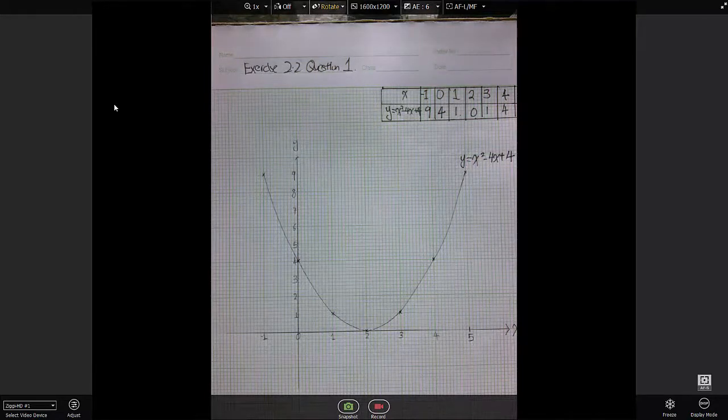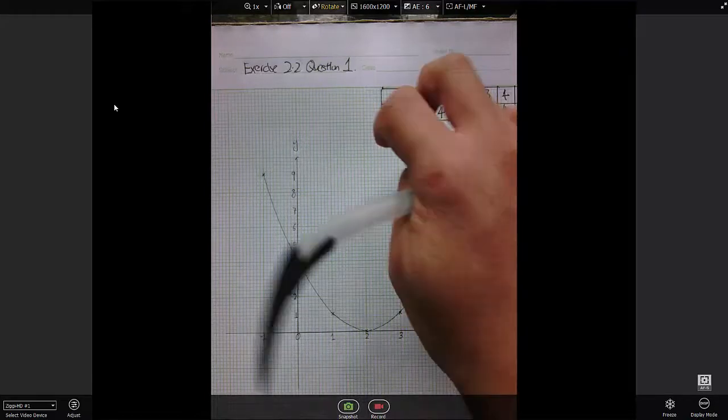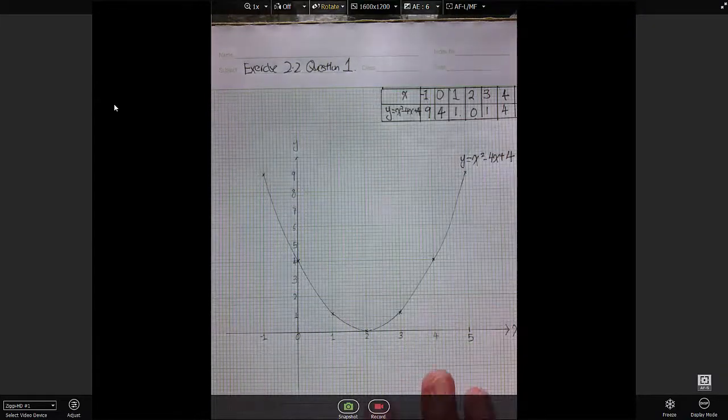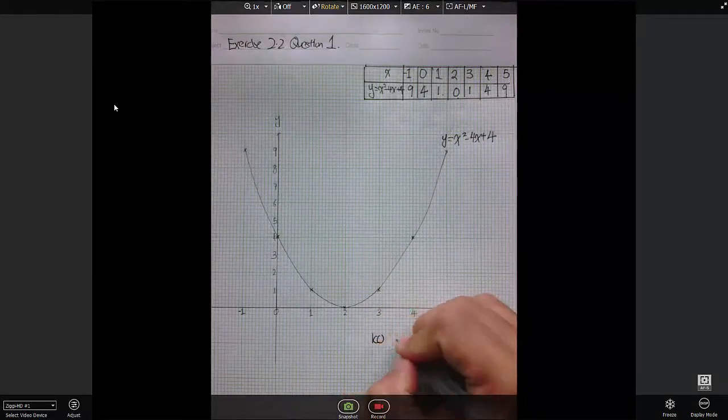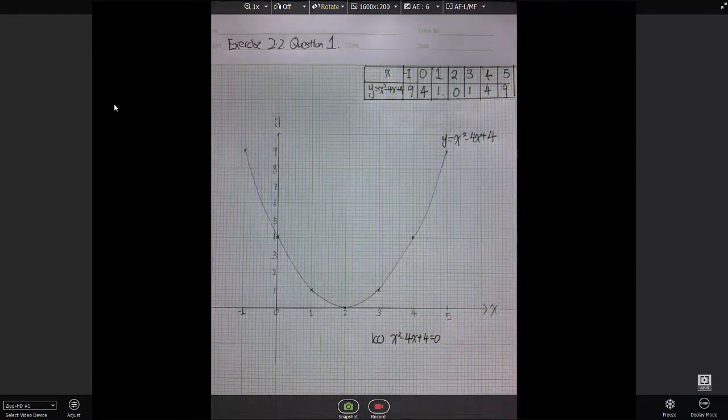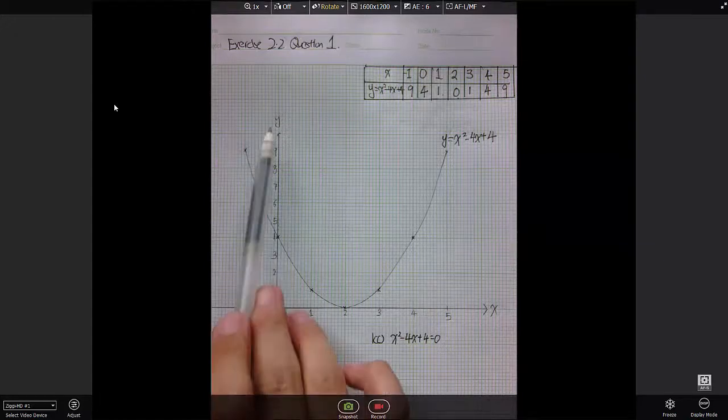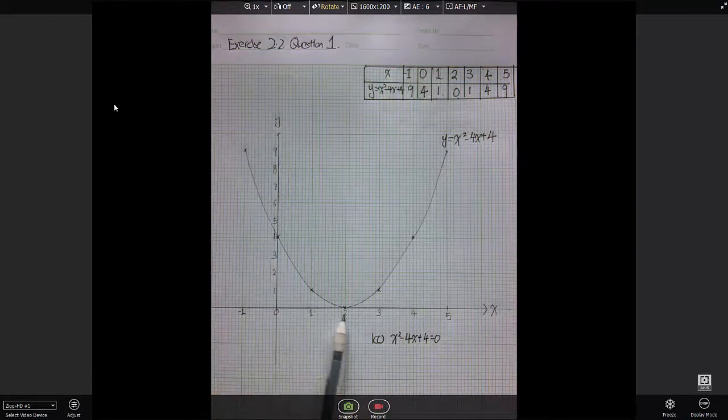Okay, 1c. Solve the equation x squared minus 4x plus 4 equals 0. You can write it here, but answers must be presented on the front page itself. So I write 1c, x squared minus 4x plus 4 equals 0. Notice that our equation was y equals x squared minus 4x plus 4. Now the y is replaced by 0. So basically what this question is asking is, when y is 0, what is the x value? When y is 0, the x value is 2.